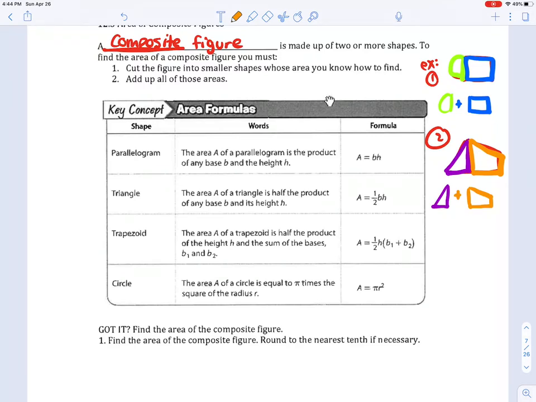So area formula for a parallelogram. Let's go over each of these individually. The area of a parallelogram is the product, and you're going to be multiplying the base times the height. So if this is my parallelogram, my height and my base are going to make a 90-degree angle. I have a base and a height.